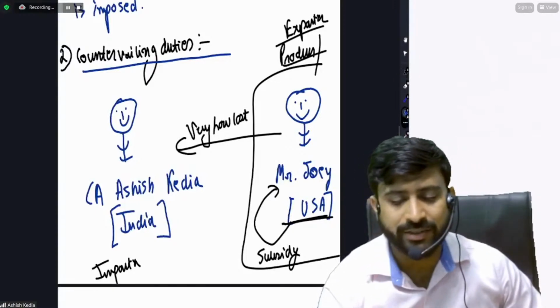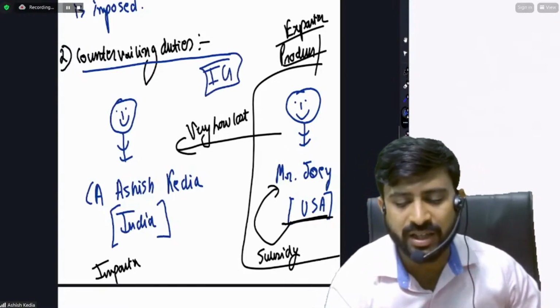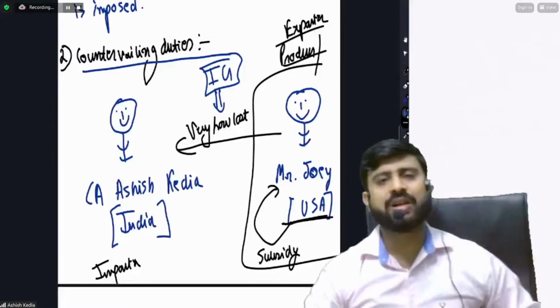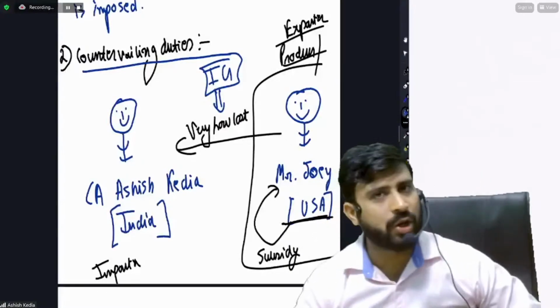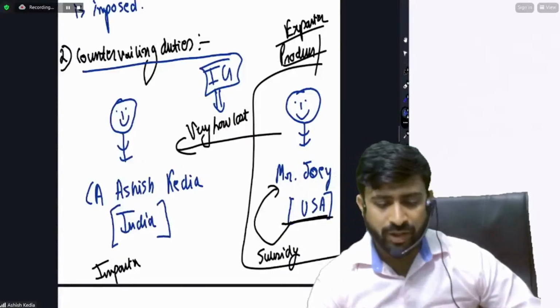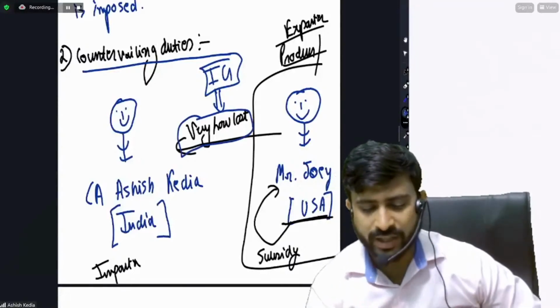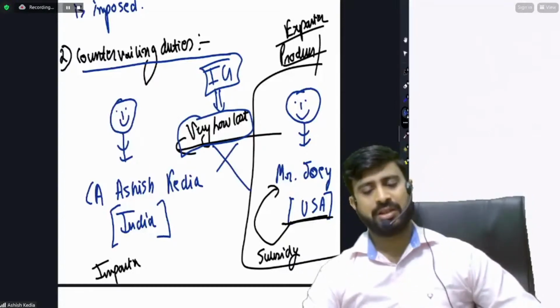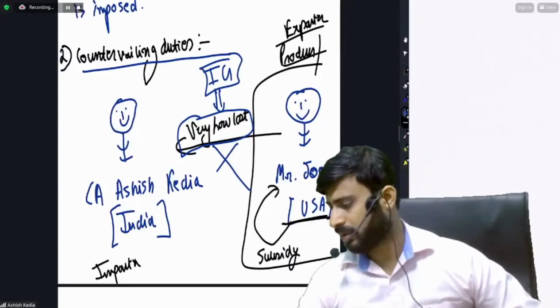Then what the Indian government does is that it interferes. It comes into the game and tells we will not let that happen. We will impose a tax so high that the impact of this subsidy will be eliminated. That is countervailing duty.